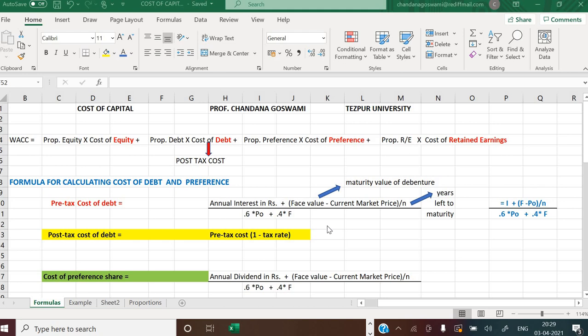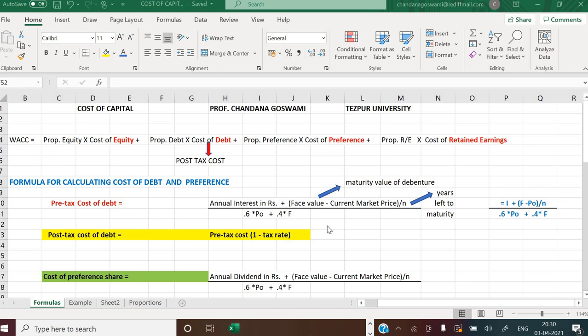And in the denominator, we are taking 60% of the current market price plus 40% of the face value of the instrument. So with this formula, you can calculate the pre-tax cost of debt. And for calculating the post-tax, just multiply it by 1 minus tax rate. I will explain shortly why we do this. But before that, have a look at the cost of preference shares.